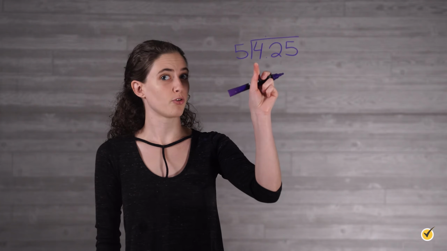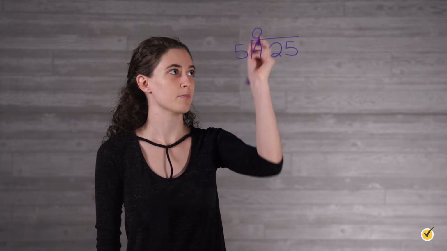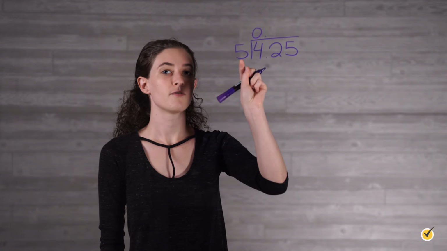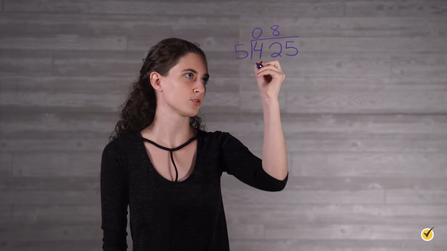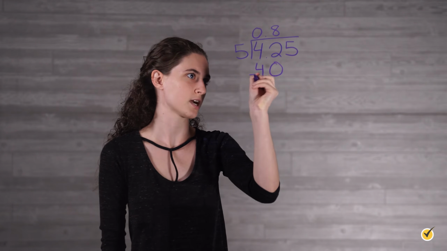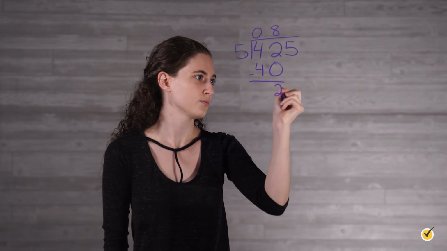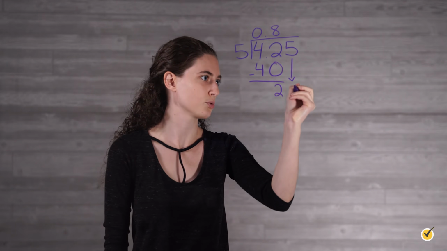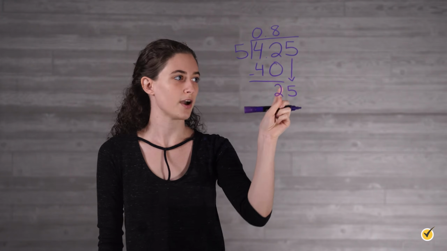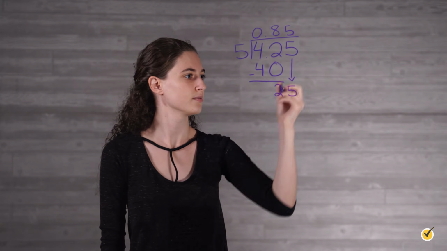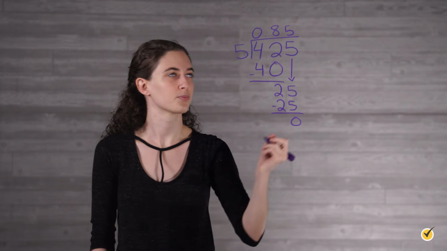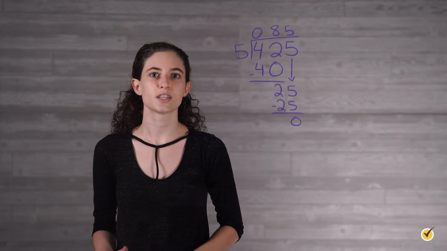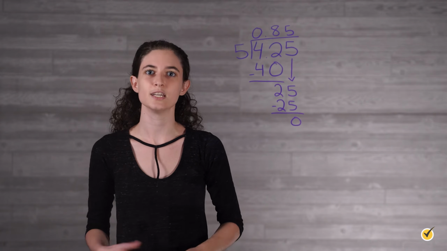So 5 cannot go into 4 anytime, so we're going to put a 0 here and move on. 42. 5 goes into 42 8 times. 8 times 5 is 40, so we write a 40 underneath and subtract. This gives us 2. Then we bring the 5 down to get 25. 5 goes into 25 5 times, so we write a 5 up here, subtract 25, and we're left with 0. This tells us that your grandma should give 85 cents to each of her grandchildren. Let's try a few more examples.